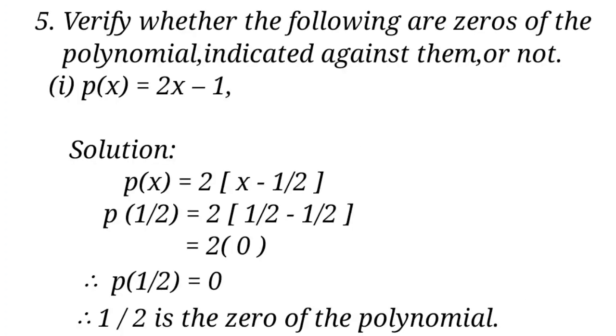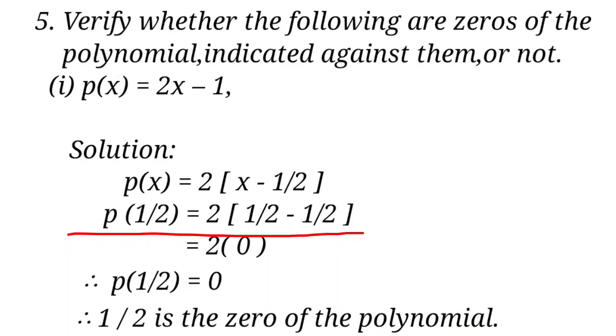Fifth one, verify whether the following are zeros of the polynomial indicated against them or not. First one, p of x is equal to 2x minus 1. Solution: p of x is equal to 2x minus 1. Here taking 2 as common, then p of x is equal to 2 into x minus 1 by 2. Let us take x is equal to 1 by 2.